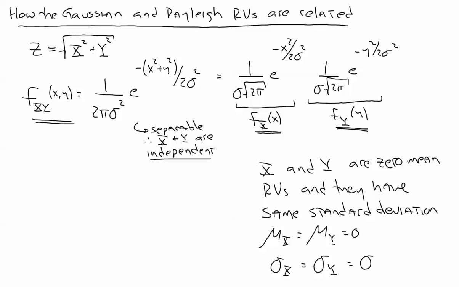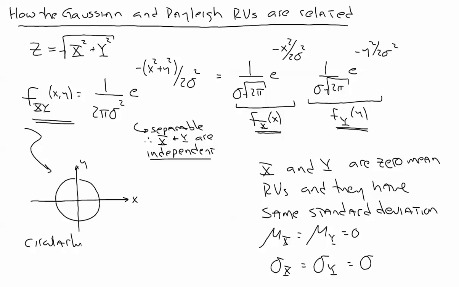All right, so if you were looking down at this joint probability density function, and I really can't draw in 3 dimensions here, but if that was the x direction and that was the y direction, what you would find is a circularly symmetric function centered at the origin. All right, this function here is circularly symmetric. Centered at the origin.